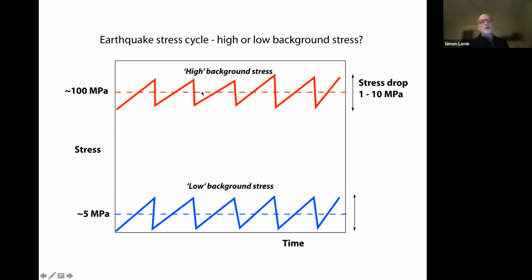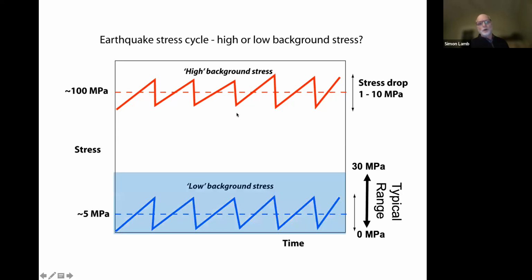But to go back to this original question about the earthquake stress cycle, is the background stress high or low? The answer is that it's low. And typical ranges of the stress levels in a plate boundary zone are in the region of 0 to 30 megapascals. So a typical 15 megapascals would be a sort of mid-range value.